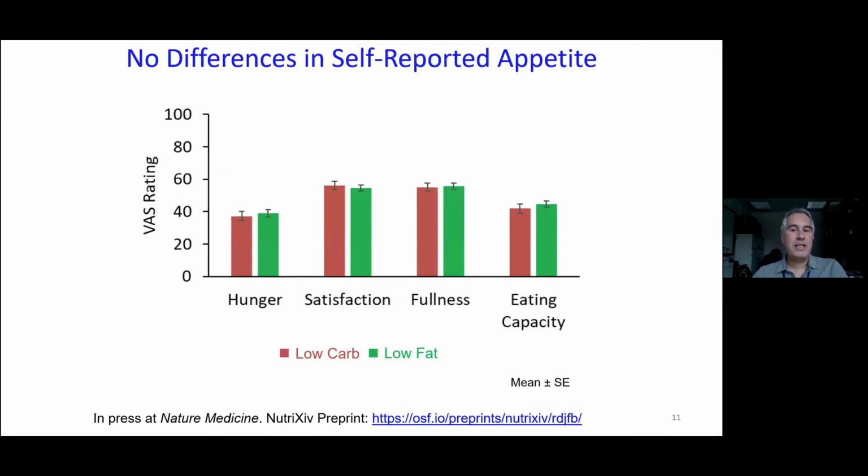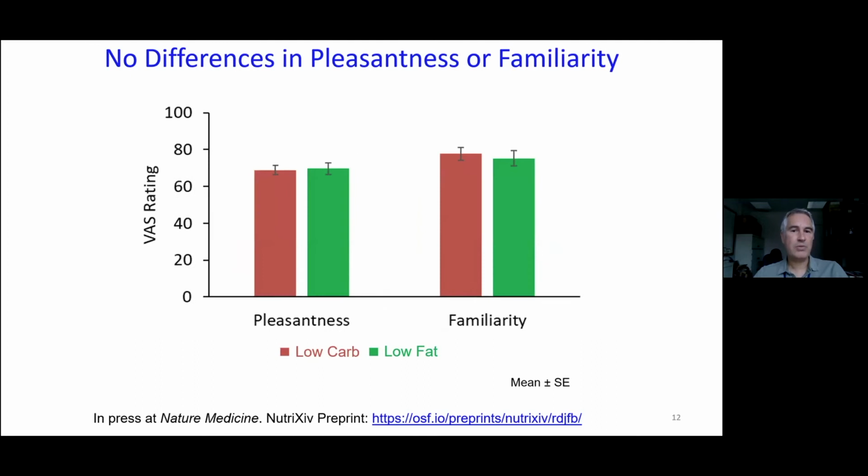Now, despite eating 700 calories per day more during the low-carb diet as compared to the low-fat diet, people didn't report any differences in hunger, satisfaction, fullness, or eating capacity between the two diets. And this was measured over several days on both diets. They also did not report liking one diet more in terms of the pleasantness of the meals, or being more familiar with some foods in one diet versus another.